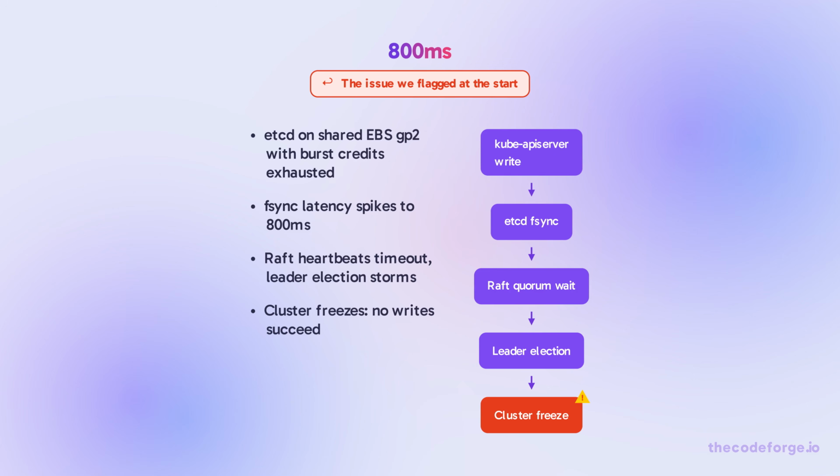This is the same issue we highlighted at the start. Here's exactly why that happened. The team ran etcd on a shared EBS GP2 volume. When burst credits exhausted, fsync latency hit 800 ms. Raft heartbeats timed out, triggering leader elections every 90 seconds. Eventually, no writes could succeed, freezing the cluster.